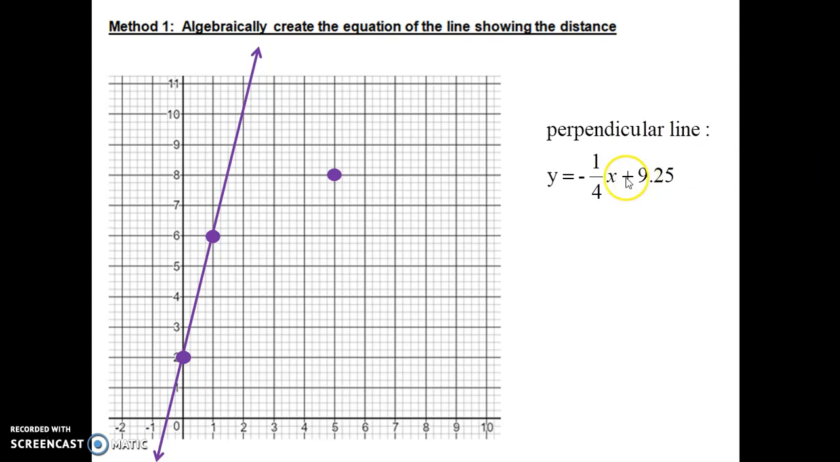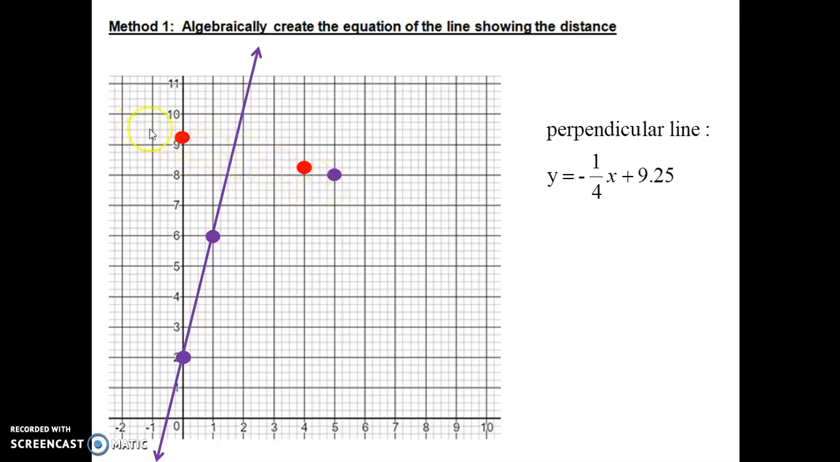Alright, so here's that perpendicular line equation that we just created. Let's see if we graph this line, if it actually is perpendicular to this and passes through this point. So the y-intercept is 9.25. That is right here. The slope is -1/4. So we're going to go down 1/4. The rise is -1 and the run is 4. So from here, down 1 and over 4. Down 1 brings us to 8.25, over 4: 1, 2, 3, 4. Brings us right here.